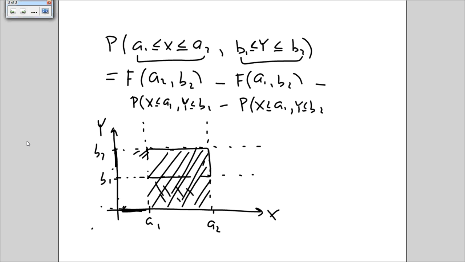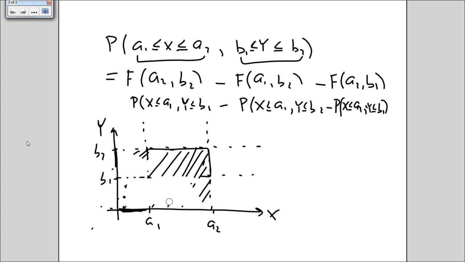How about we call that f of a2b1? That is, I'll take away the points where x's are less than or equal to a2, and y is less than or equal to b1. Okay, we'll put some dots here. The area that I just took away is all of this area.